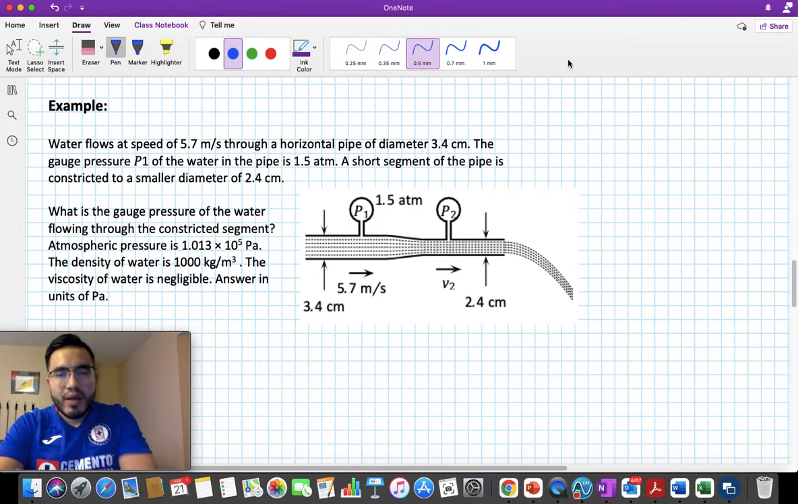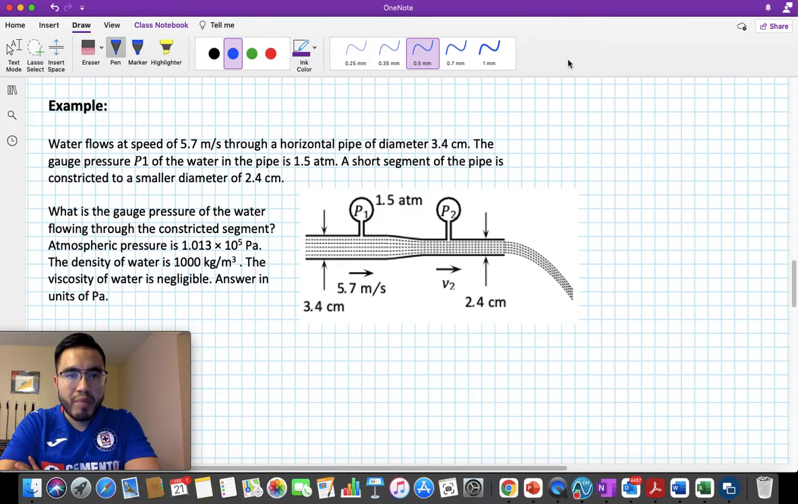Okay, let us solve this example using Bernoulli's equation. It says, water flows at a speed of 5.7 meters per second through a horizontal pipe of diameter 3.4 centimeters. The gauge pressure P1 of the water in the pipe is 1.5 atmospheres. A short segment of the pipe is constricted to a smaller diameter of 2.4 centimeters. What is the gauge pressure of the water flowing through the constricted segment?